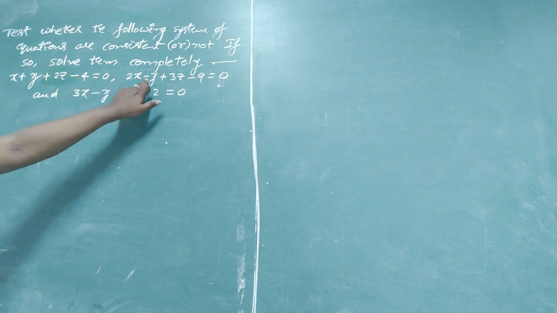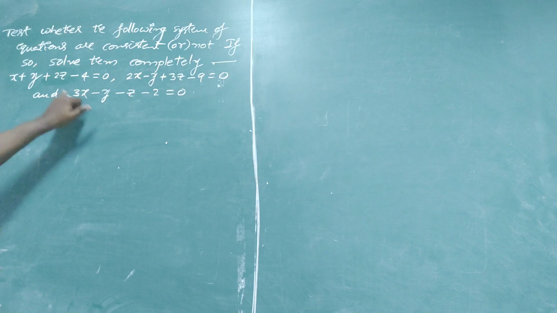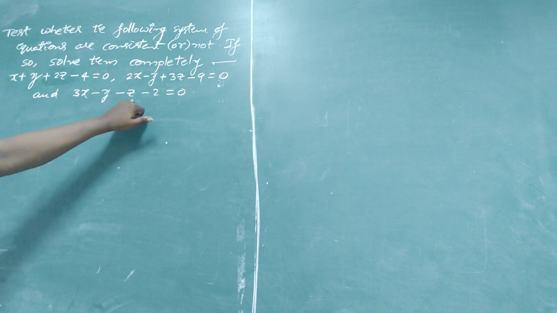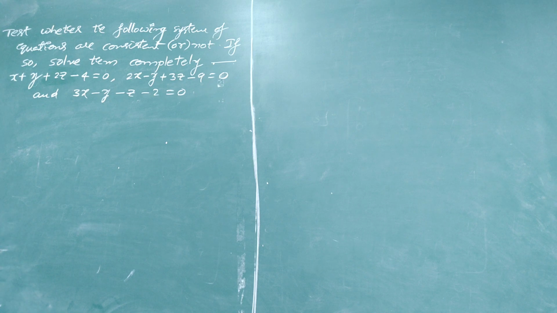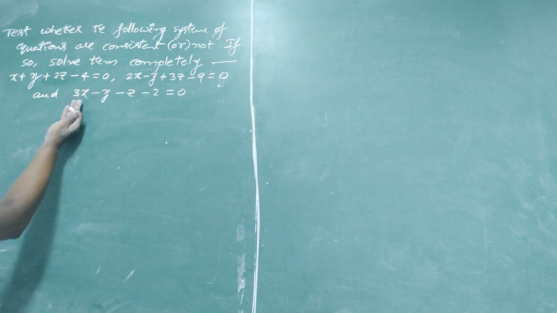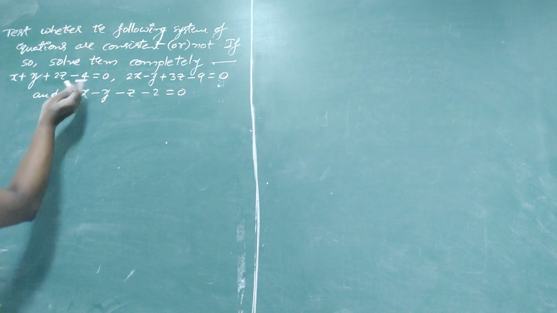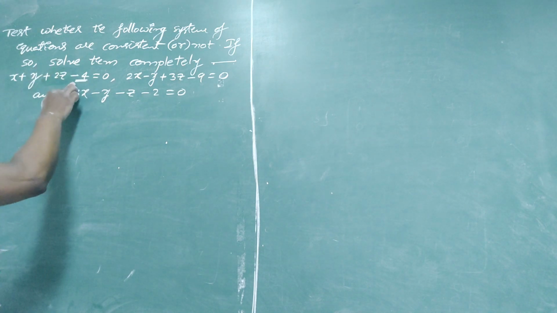This is the first equation, this is the second equation, and this is the third equation. Three equations with the three variables x, y, z are given to you. See here, these are not homogeneous systems of equations. So these are non-homogeneous because here a constant is given on the left hand side. So you have to take this constant to the right side.